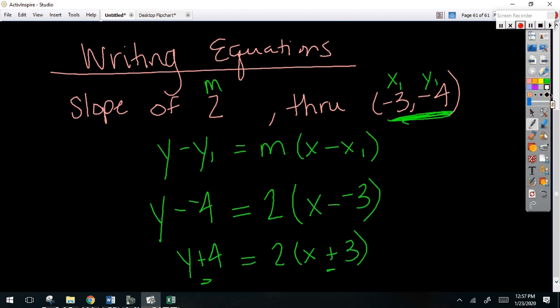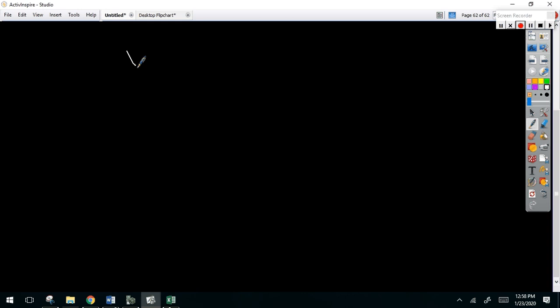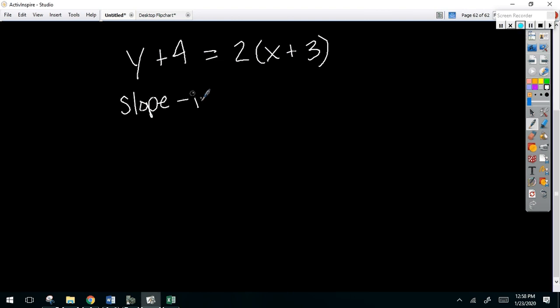Now, unless they say give me the equation in slope-intercept form, you can stop right there. Okay? Stop. But let's take that same equation and make this into another problem. So I've got y plus 4 equals 2 times x plus 3. Let's put that in slope-intercept form.